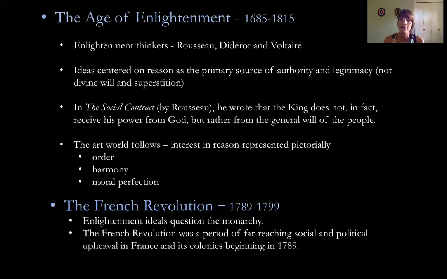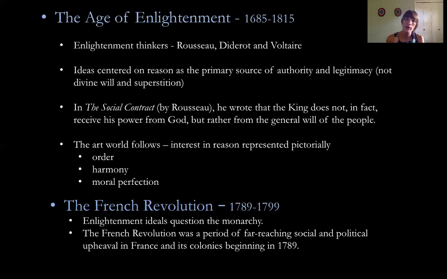He wrote that the king does not, in fact, receive power from God, like a divine monarch, right? So you can tell Louis XIV was probably shaking in his boots, but rather the power should come from the general will of the people. So a move towards kind of a democratic society, and we'll see after the monarchy is displaced, we have a republic that takes its place. So moves toward democratic thinking.